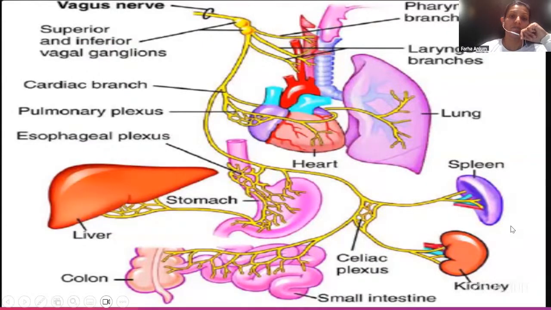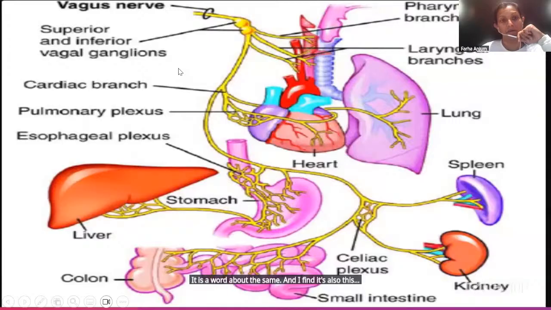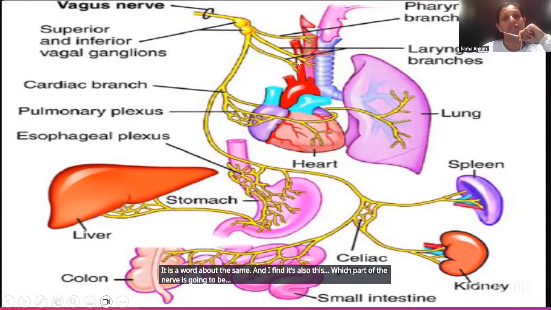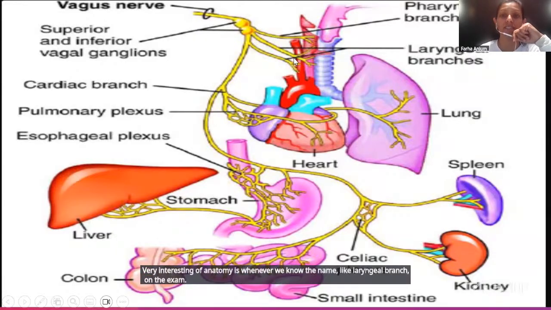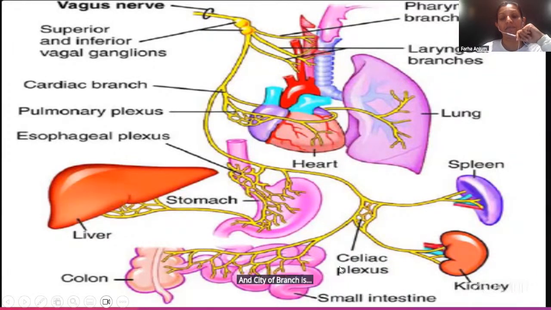So just what I explained, I find it also important to memorize which part of the nerve is actually innervating which part. The very interesting thing about anatomy is that whenever we know the name, like laryngeal branch, in the exam we can say, okay, it innervates the larynx. So the cardiac branch is to the heart, the esophageal branch makes the esophageal plexus, and the celiac branch is supplying the abdominal organs.